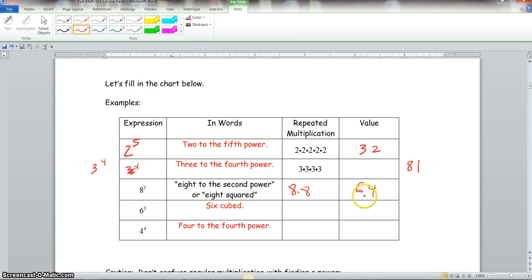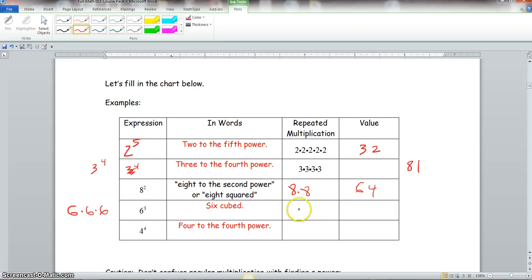So that is our final answer. That is the value. Now we have 6 cubed, or I could have written 6 to the 3rd power. Now in this box here, we should have 6 multiplied by itself 3 times. I'm going to write it over here, and it will go for this blank here. So it'll be 6 times 6 times 6.